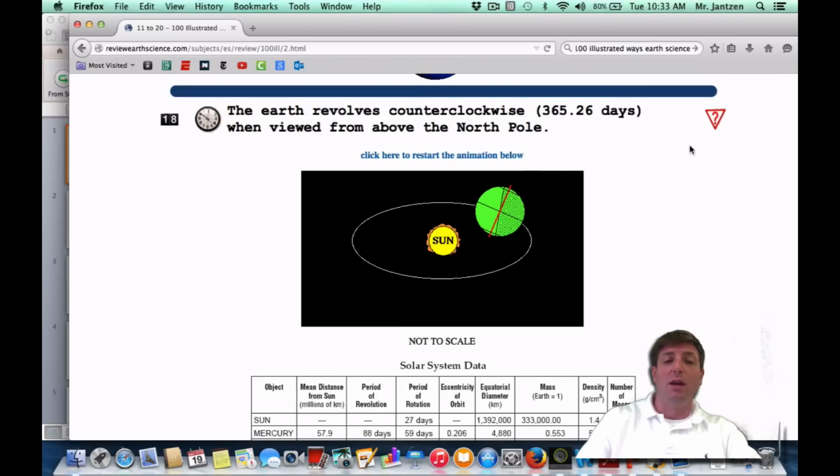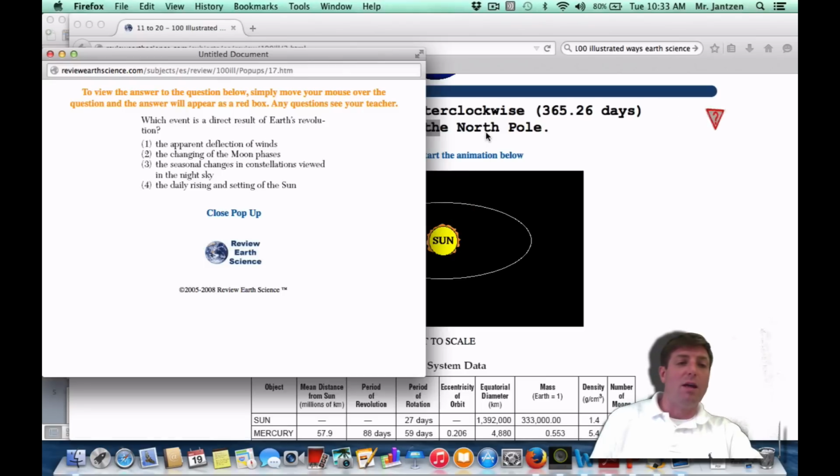Okay, if you were to see this as a Regents question, you would see that it says which event is a direct result of Earth's revolution. Okay, evidence for revolution is going to be the fact that you see different constellations at different times of the year. When the Earth is on one side of the sun, you can't see the constellations on the opposite side. So the fact that you have different constellations at different times of the season is evidence for revolution.